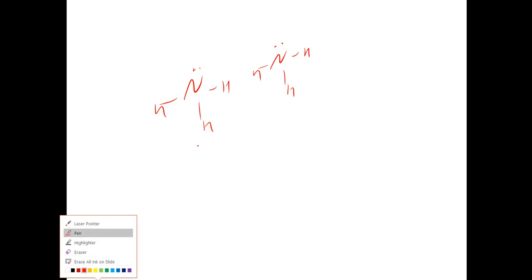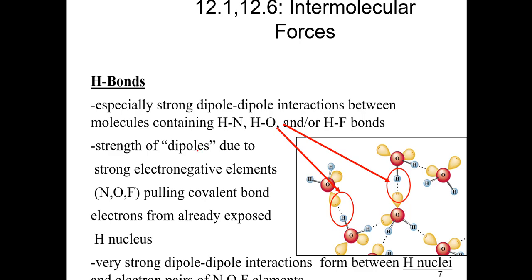First molecule. Uh-oh. Let's do it again.